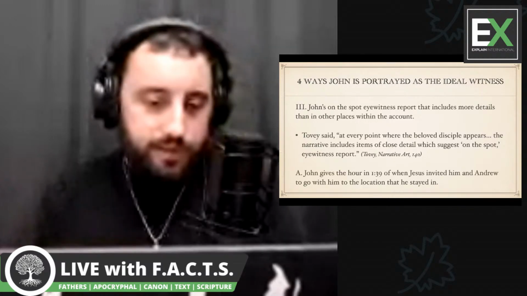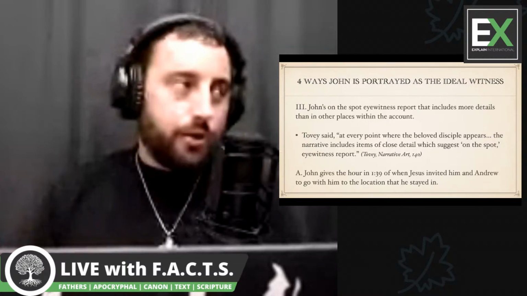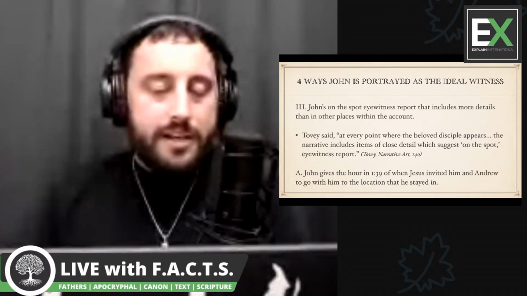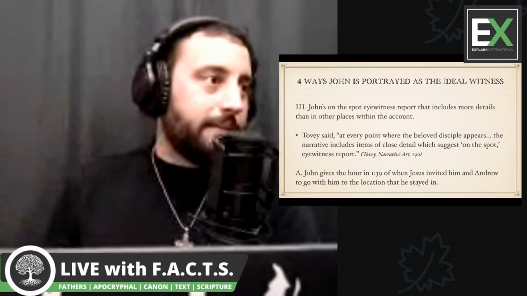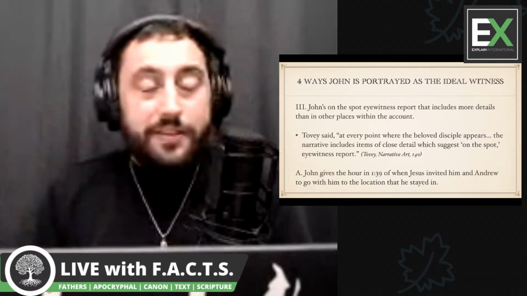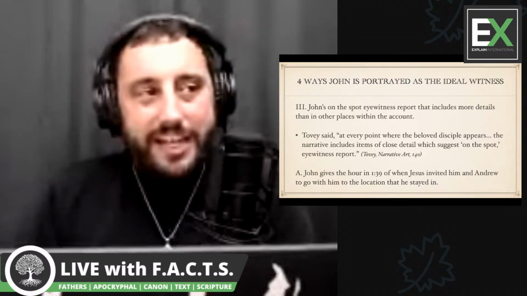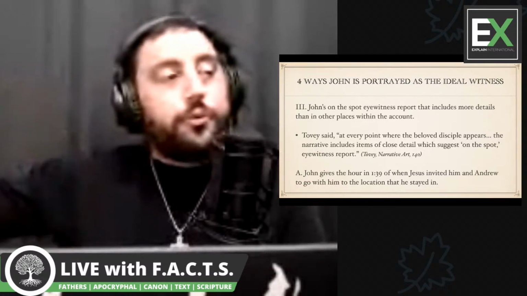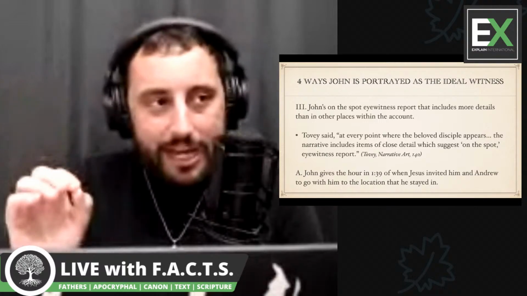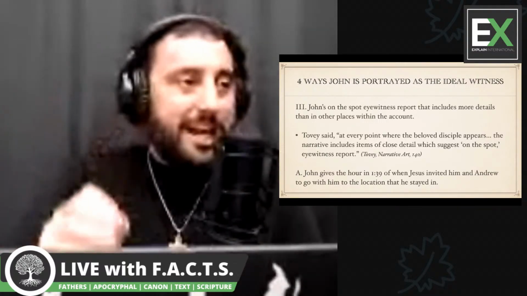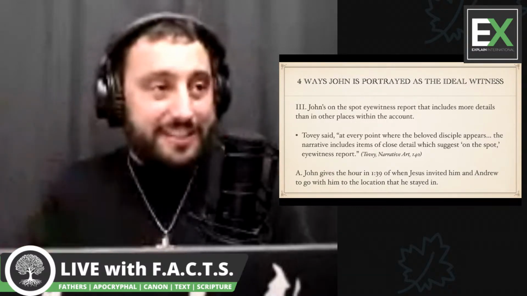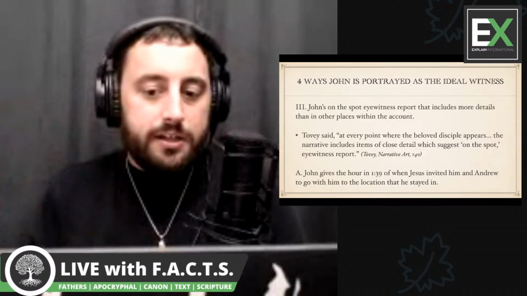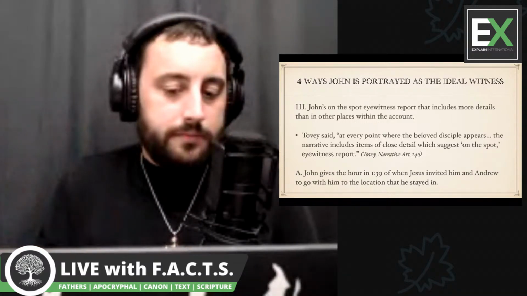eyewitness reports. For example, John gives the hour in which he was with Jesus, and Jesus invited him and Andrew into the location where he was staying in chapter 1, verse 39. He gives them, it was about the 10th hour. He gives detail that is significant, much more than the rest of the book, because John's gospel is more about the spiritual application of Jesus' teaching and ministry. But at times when the beloved disciple is on the scene, all of a sudden extra details come into place. And that's what Tovey is saying, that when he's on the scene, details seem to be more frequent. For example, the time he was invited with Jesus.